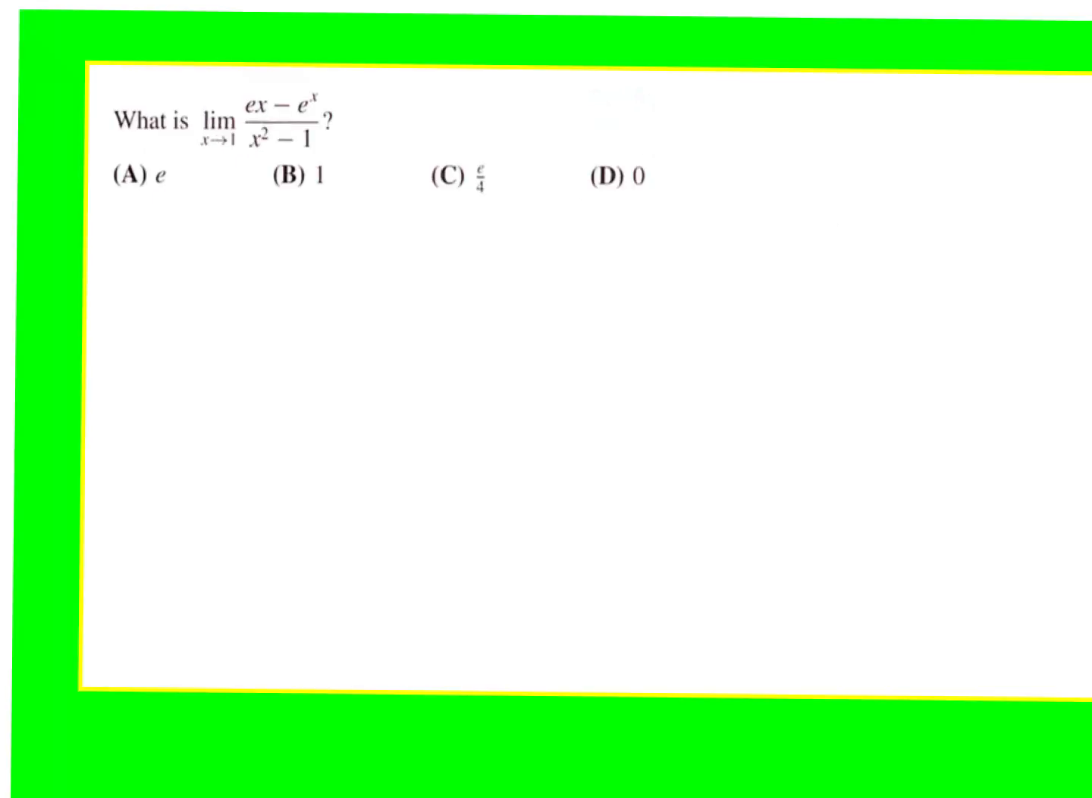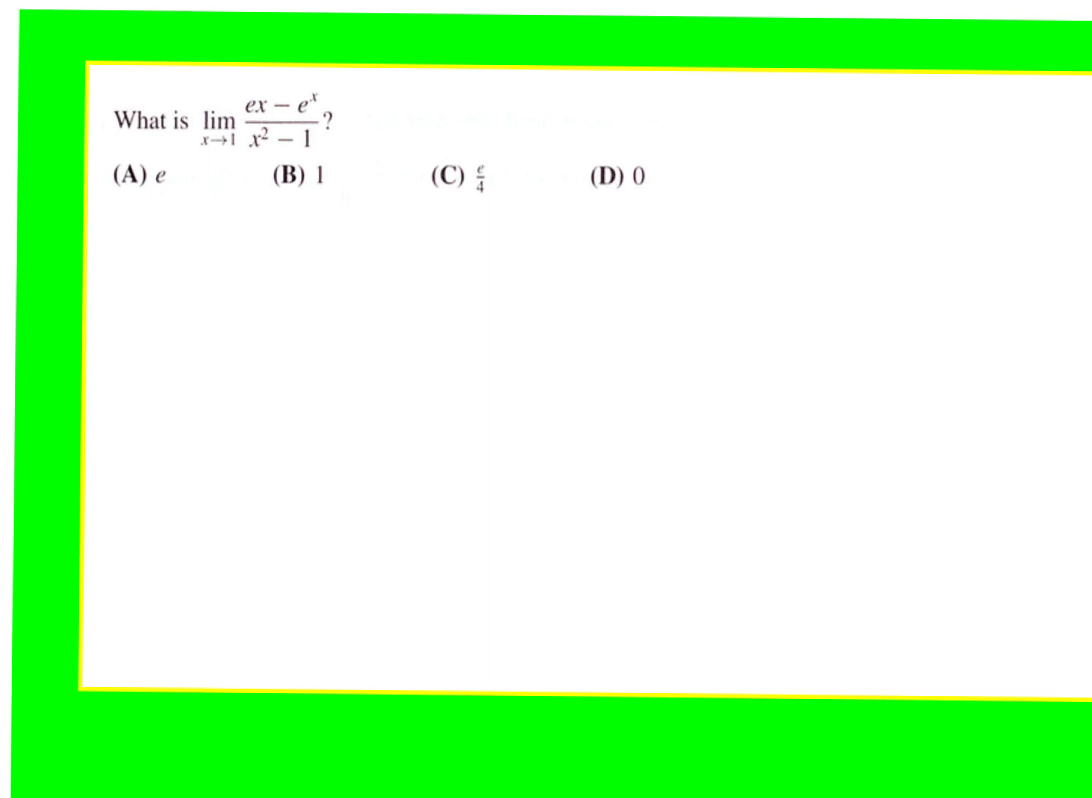All right, so this next one I have a limit as x approaches 1 of e to the x minus e to the x over x squared minus 1. So again, what do I try to do? Substitute in. What happened? We get 0 over 0. So now we L'Hopital it.